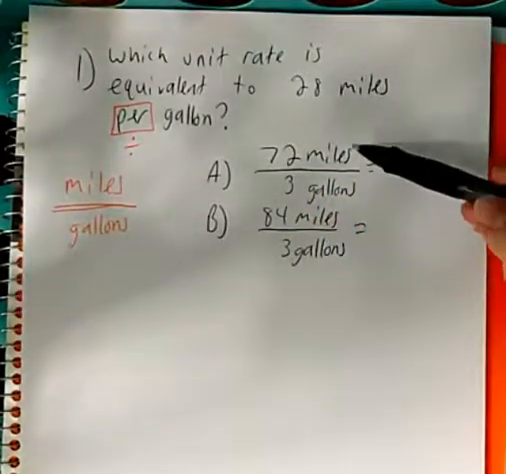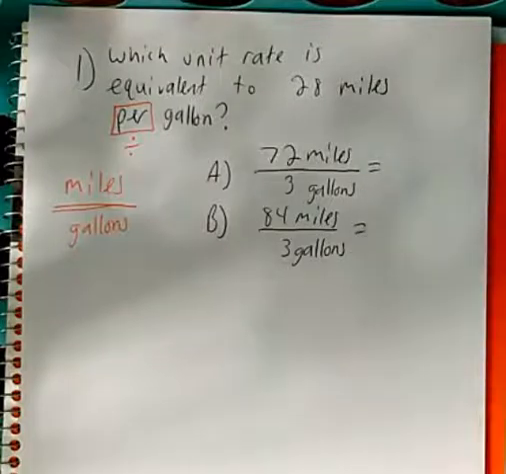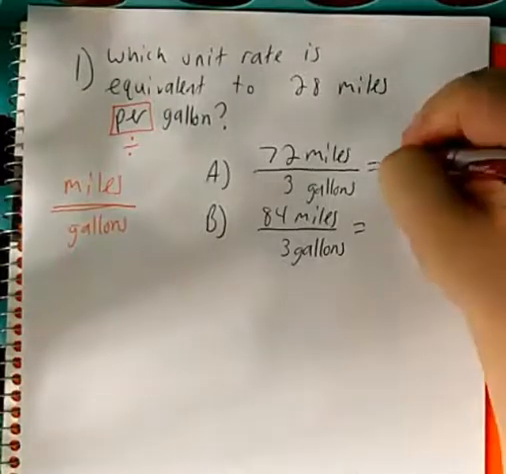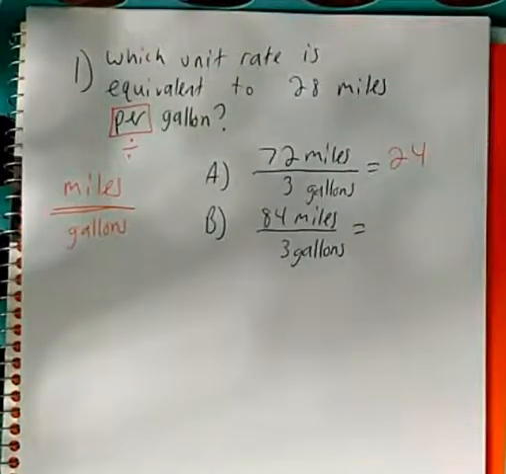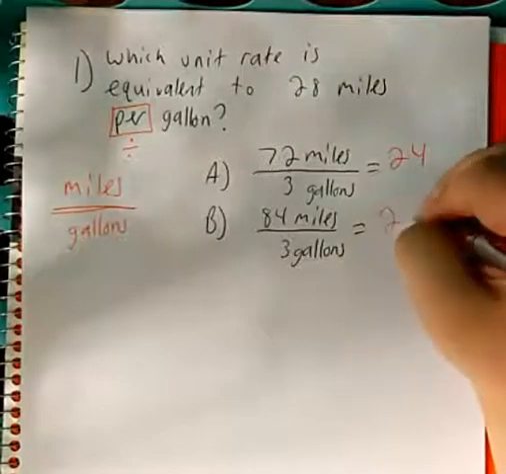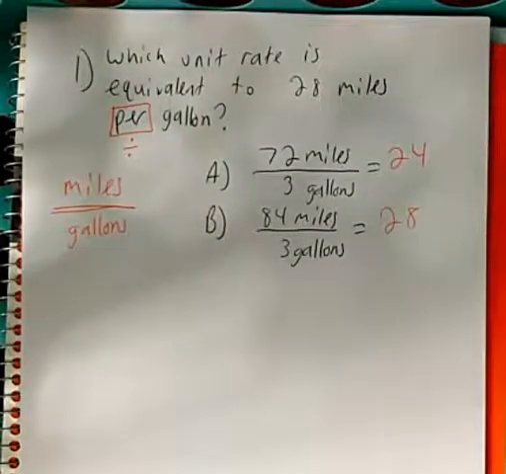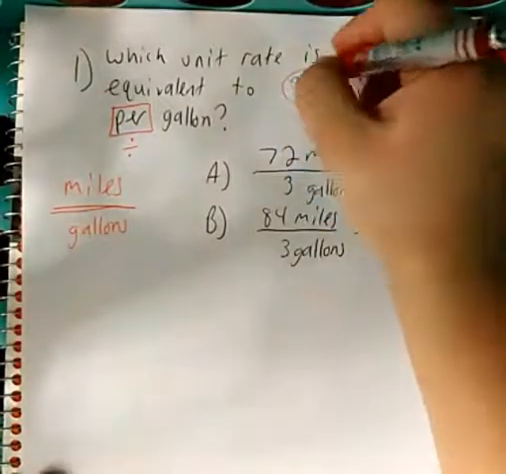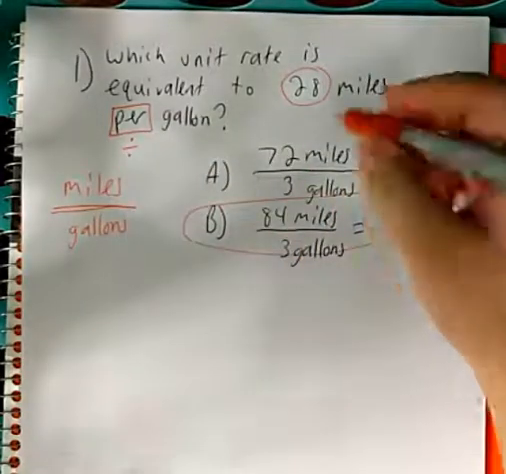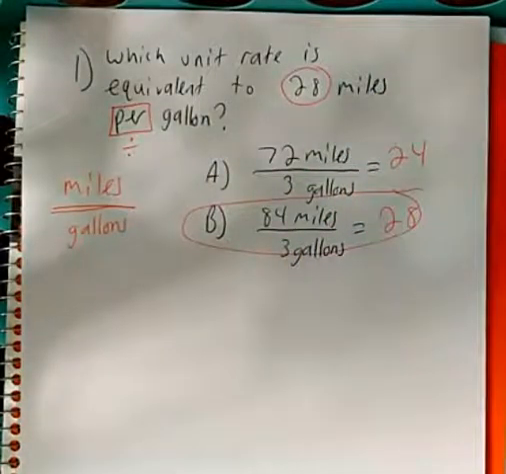I'm going to go ahead and divide each to see which one gives me the correct answer. 72 divided by 3 is 24. And 84 divided by 3 is 28. So obviously, you can see here that option B would be the correct answer. And that's how you do number 1. Feel free to pause the video. Go ahead and do number 1 on your quiz.